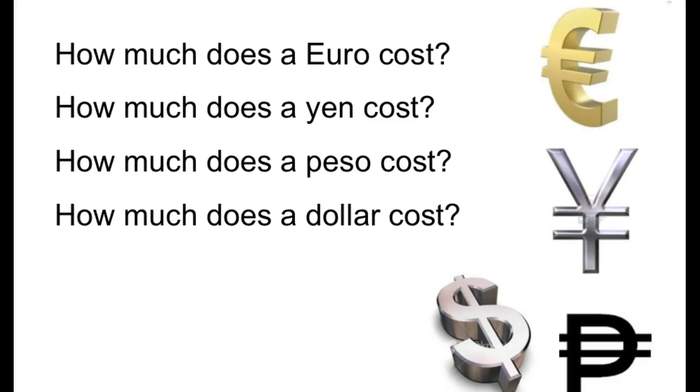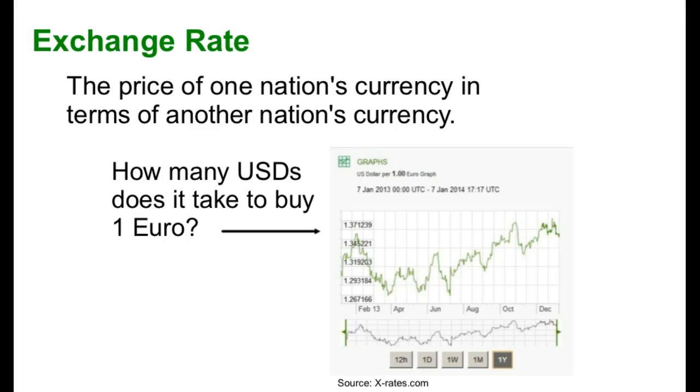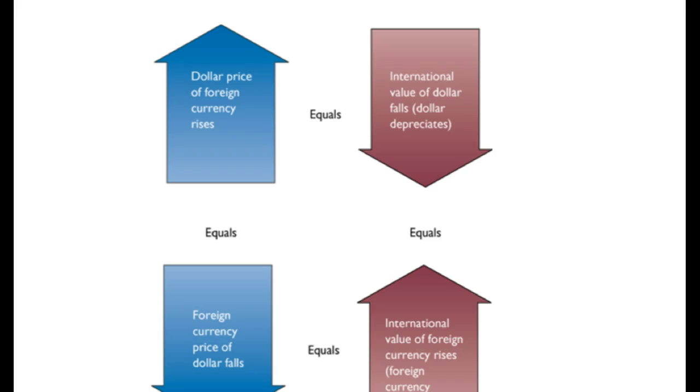So currency values are not absolute. They are always relative, and they are always relative to another currency. The exchange rate is the price of one nation's currency in terms of another nation's currency. So how many US dollars does it take to buy a euro? Well, about $1.25 right now.